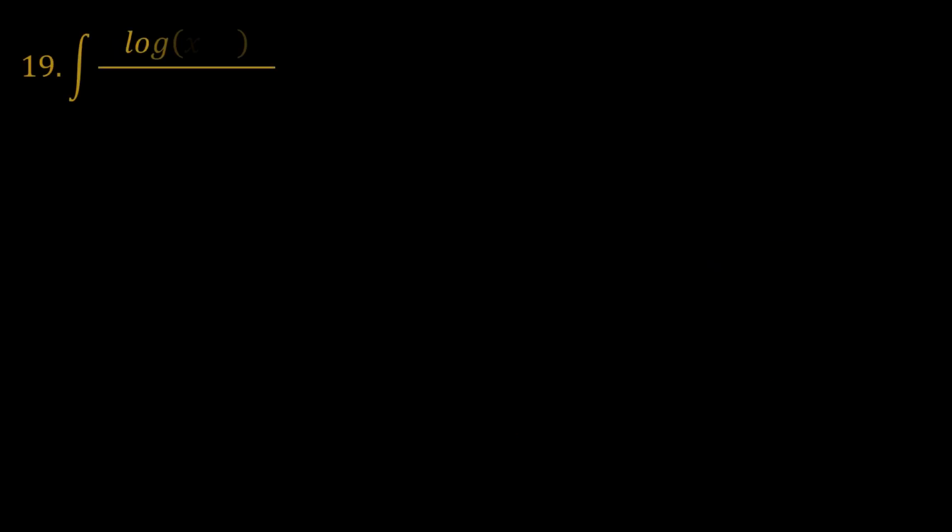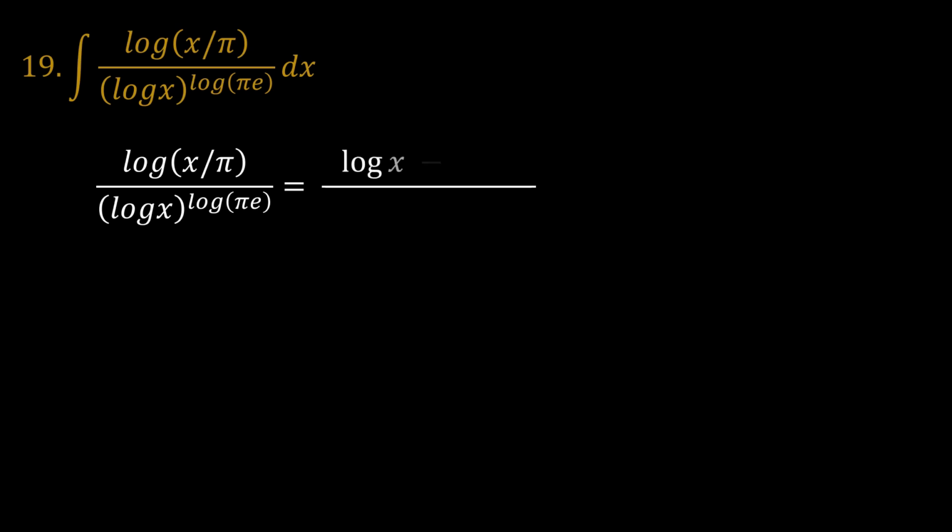Then the last question, question 19, which is the integral of log x over pi over log x to the power log pi e. Just simplifying the integrand using the properties of logarithm, log x over pi is the same as log x minus log pi. And again using properties of logarithm, whatever is multiplied within the log function is the same as the addition of the separate logs. So this becomes log pi plus log e. Then the law of exponents means that you can multiply whatever is at the base with respect to any addition of the exponents. So log pi plus log e is the same as log x to the power log pi times log x to the power log e.